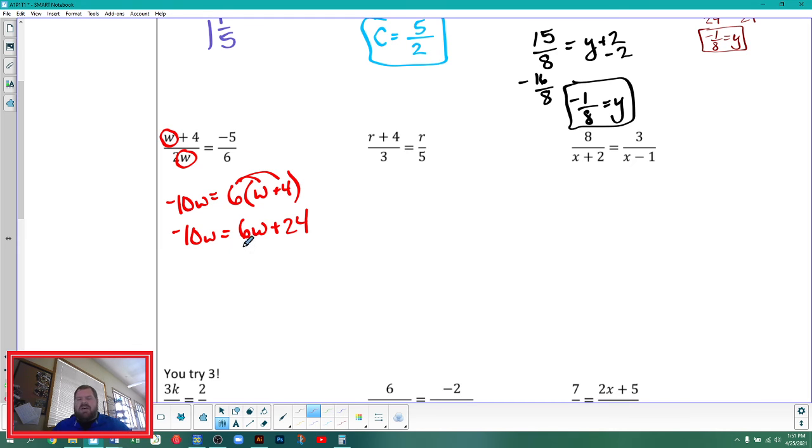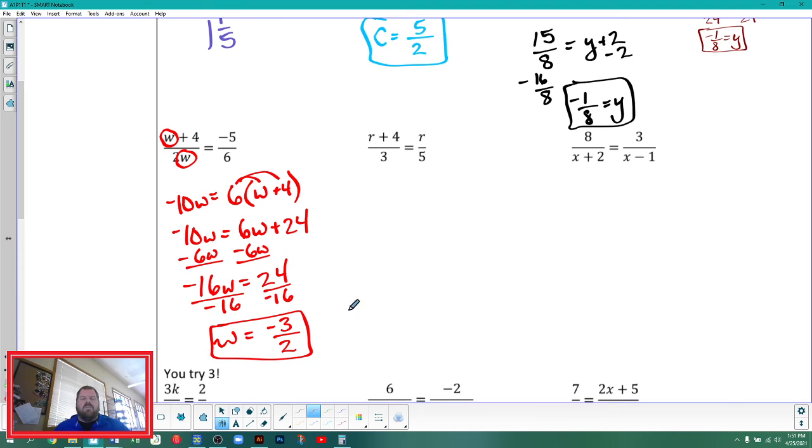And this also brings in variables on both sides. So I need to subtract 6W. And I get negative 16W is equal to 24. Divide both sides by negative 16. And W is going to equal, they're both multiples of 8, I'm going to say it's negative 3 over 2.